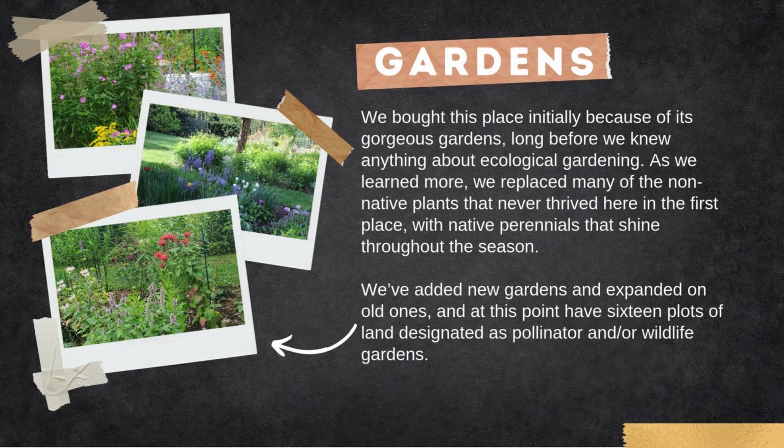And we have our gardens. And we bought this place initially because of its gorgeous gardens, long before we knew anything about ecological gardening. As we learned more, we replaced many of the non-native plants that never thrived here in the first place with native perennials that shine throughout the season. We've added new gardens and expanded on old ones, and at this point, there are 16 plots of land designated as pollinator and or wildlife gardens.